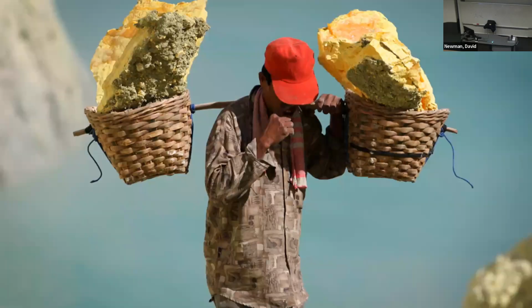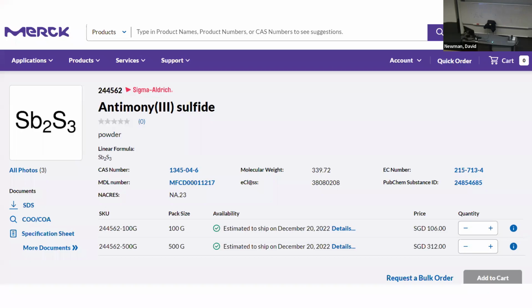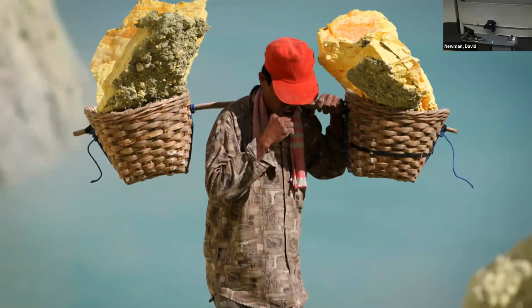Also, it's cheap, especially if you exploit poor people in Indonesia to carry sulfur down from volcanoes. I think they only get paid £5 a day or something. It's crazy how much these guys get paid. But this is someone in Indonesia climbing up a volcano and taking down huge rocks of sulfur out of the volcano. I'm not saying this is a good thing, by the way. I'm just saying that that's how it's done at the moment.